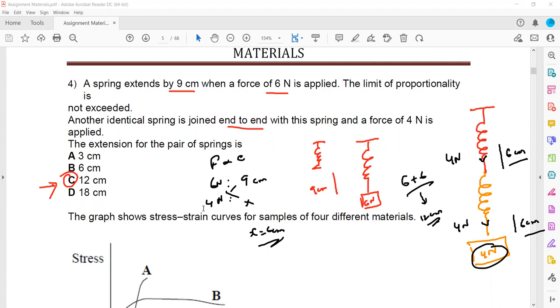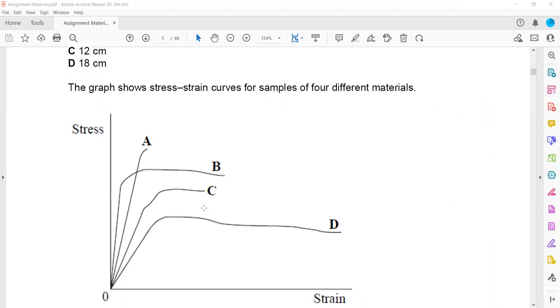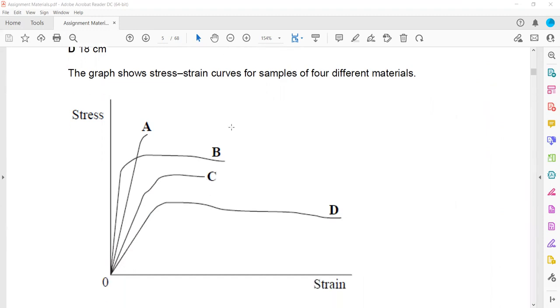Then the graph shows a stress and strain curve for 4 different samples. For example, if I ask which object is brittle: brittle means no or very small plastic deformation, and the object can break. Which is the brittle material? A will be brittle because it has no or very little plastic deformation.